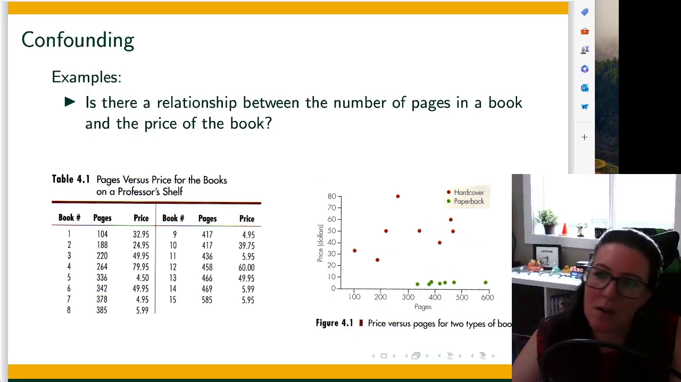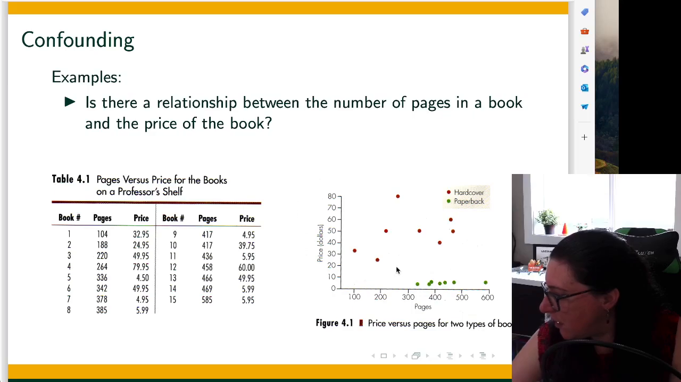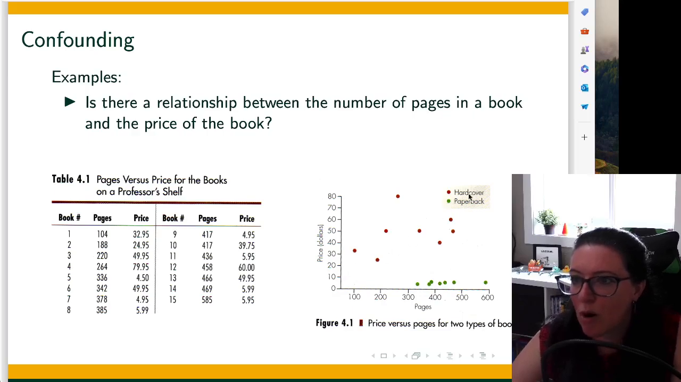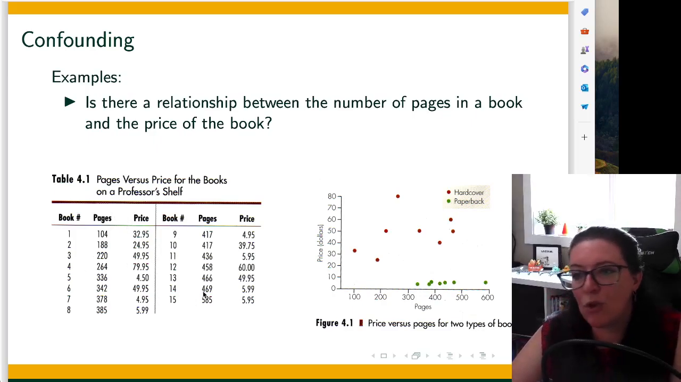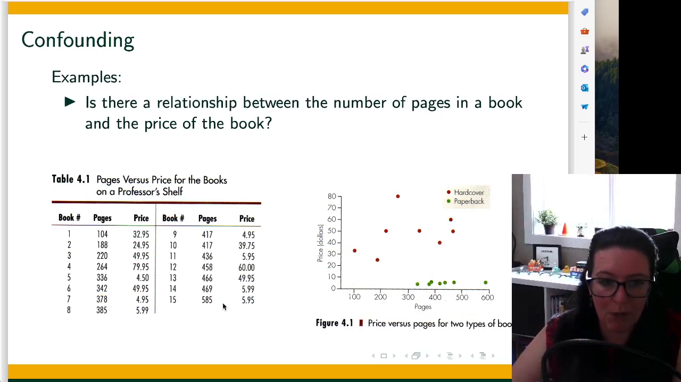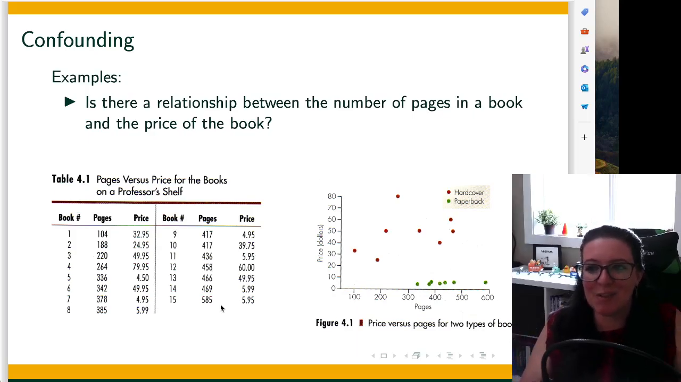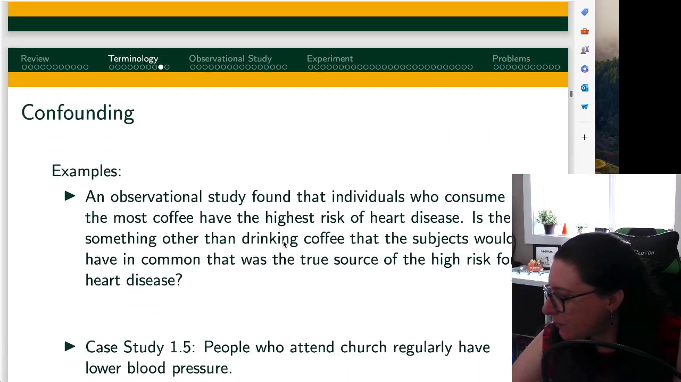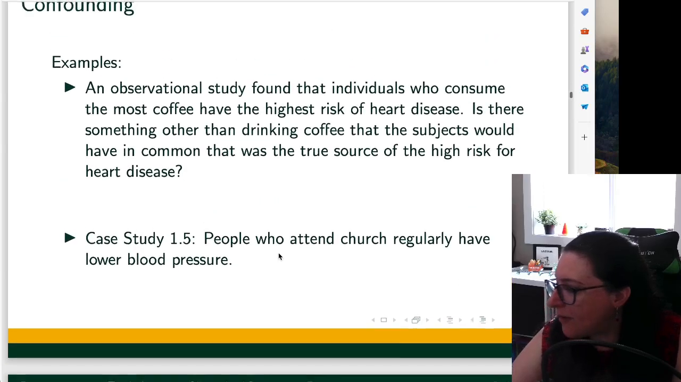When you look at the hardcover, you see there might be this kind of relationship here. So hardcover, pages increase, the price goes up, but for paperback, no relationship. And if we simply just looked at this table here on the left, it looks like no relationship at all, but perhaps there is one here for hardcover books. So binding is a variable that's not in the table on the left and is impacting whether or not we see that relationship. Other examples of confounding.